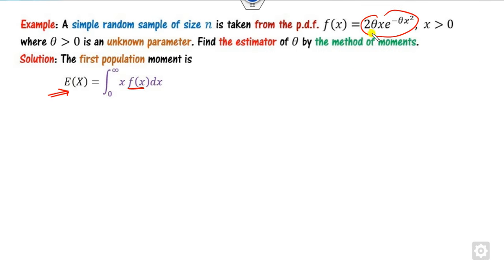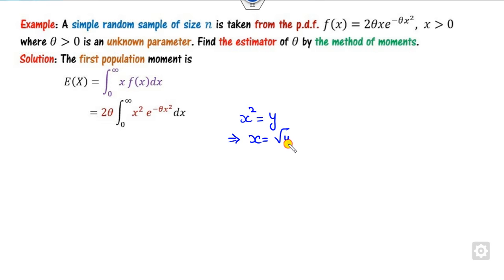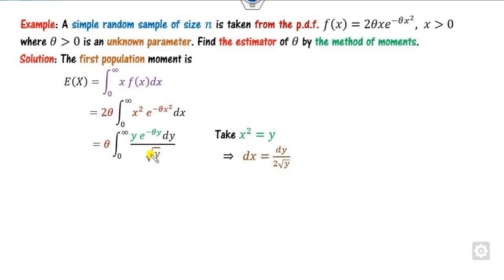We can substitute this E of x here, you will get this value. How do you solve this integration? That's very simple. You can take x square as my y. What is the value of x? x is nothing but my root y. So dx is my 1 by here. Now you can substitute all these values here, you will get this answer.